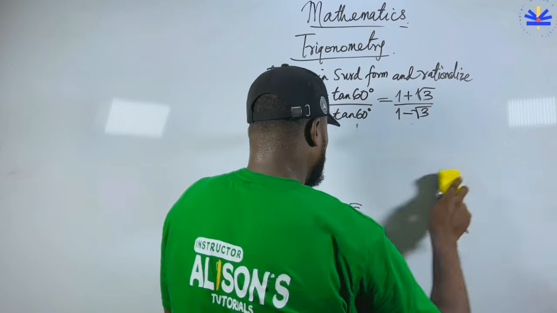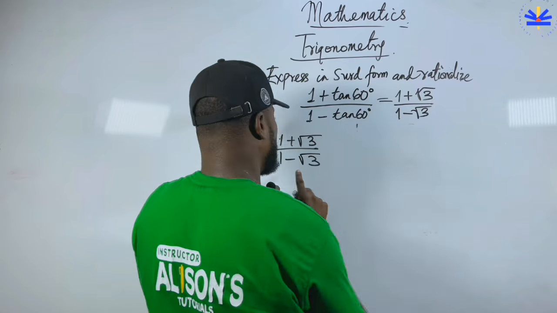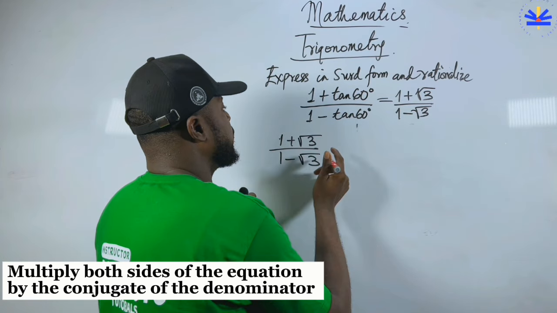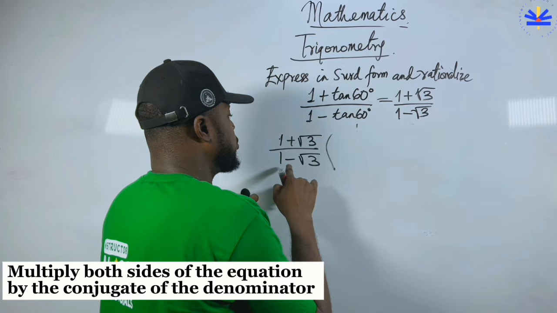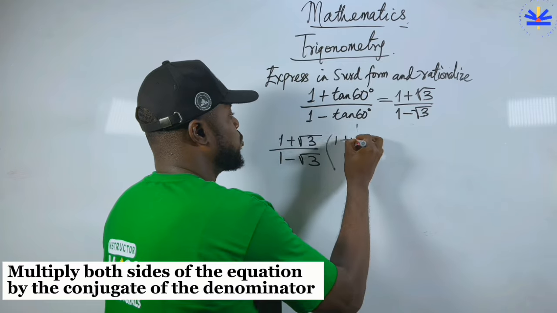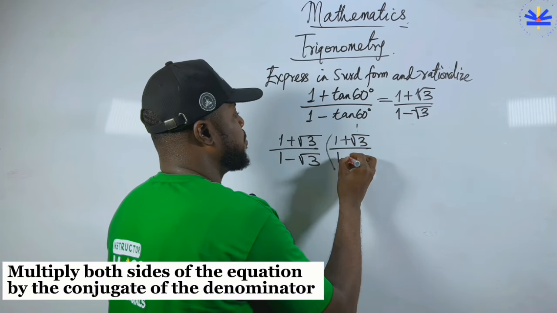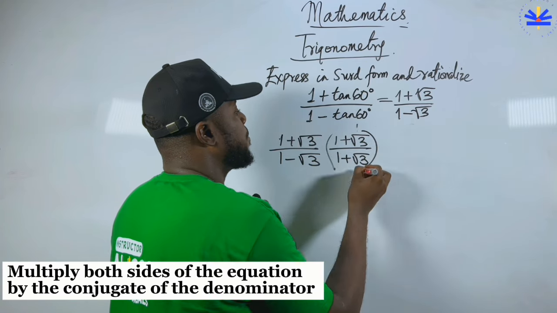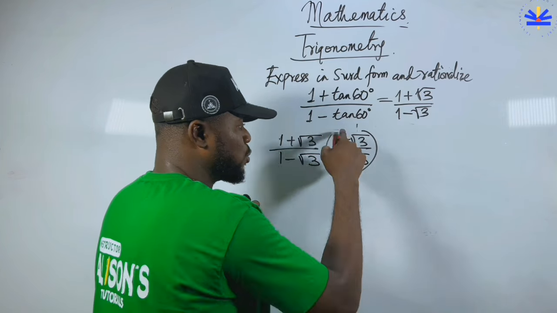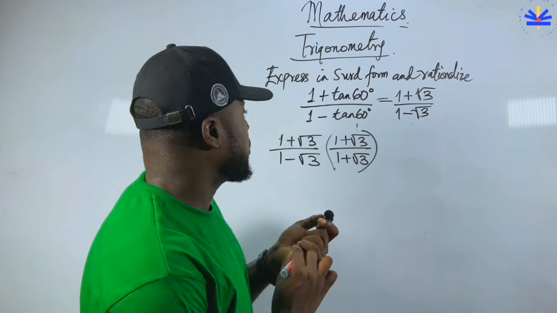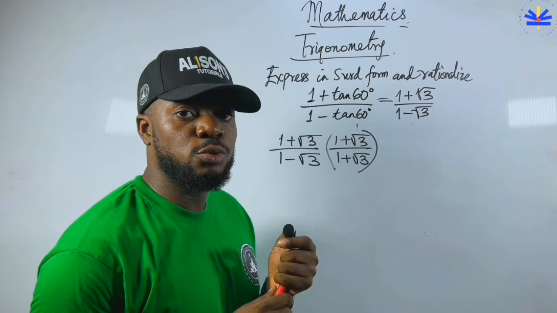Use the conjugate of this denominator to multiply the whole of this. See, the conjugate of this will be 1 plus root 3, and we divide by 1 plus root 3. How did I get 1 plus root 3? It is the conjugate of this one. Now, if I want to multiply this, how do I do it?